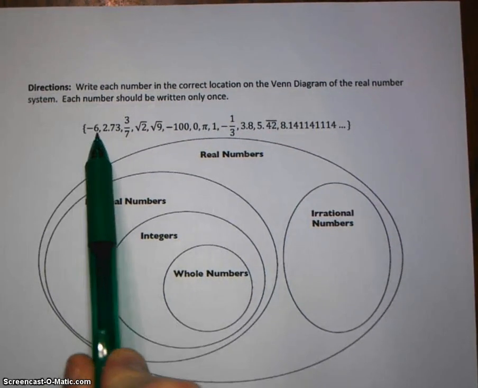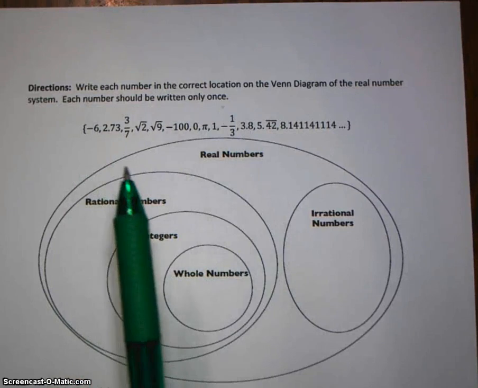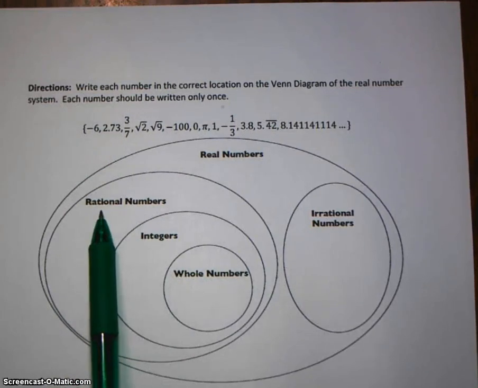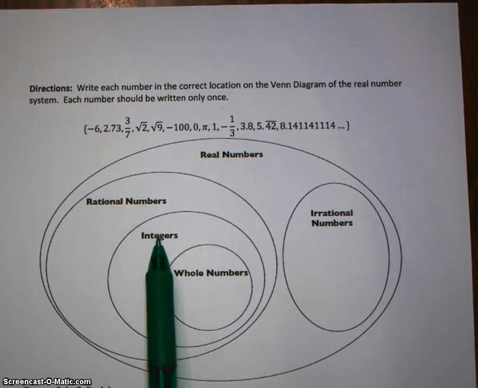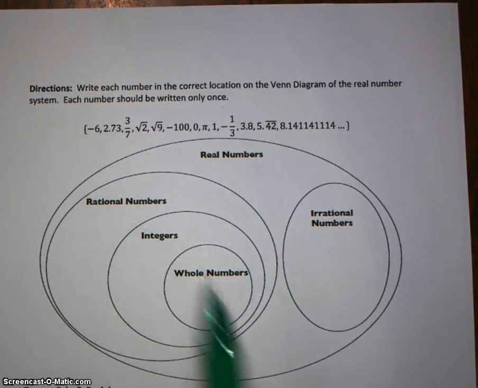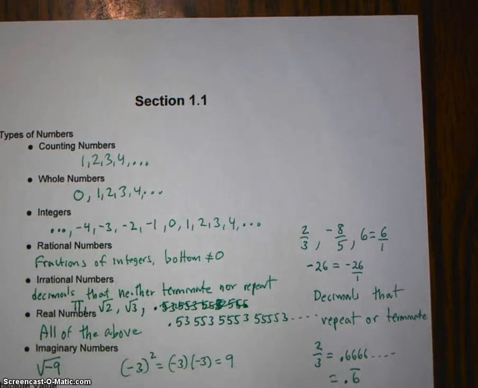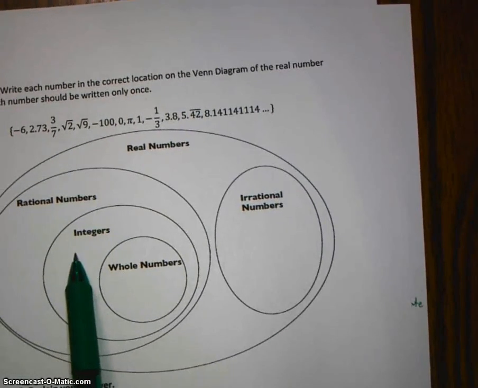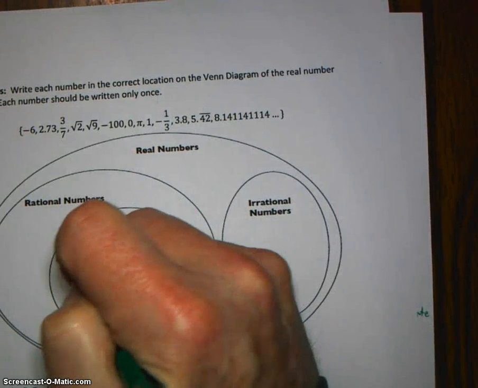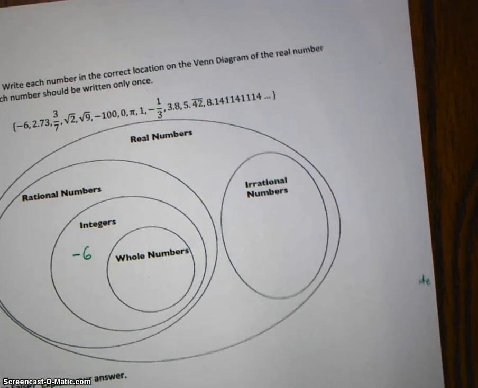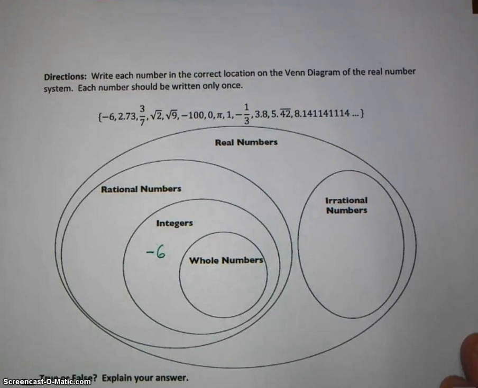So I want to start with -6. -6 is a rational number. That's true, because it can be written as a fraction, -6/1. It's also an integer, if you remember our integers. Integers have the negatives, so I could put it in this circle, but it's not a whole number. The whole numbers only have positives. So -6, I would put in that spot. That's the most detailed information I can give about -6.